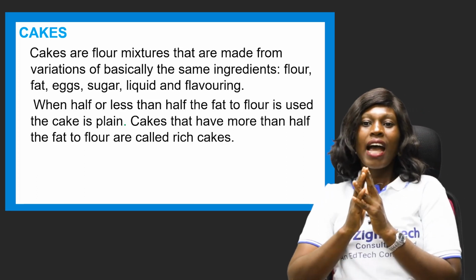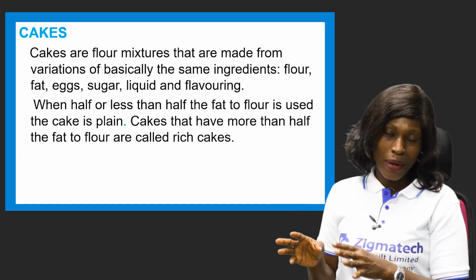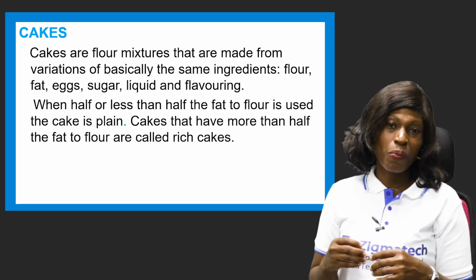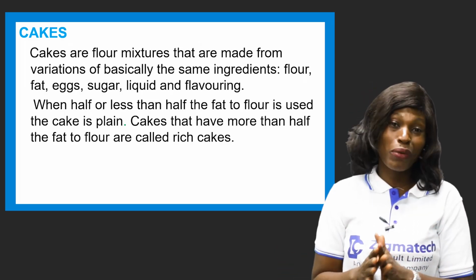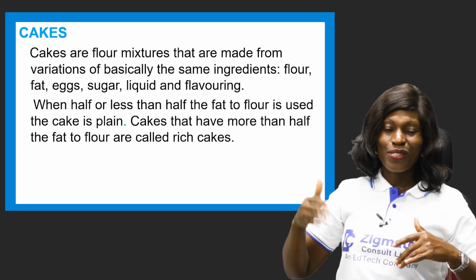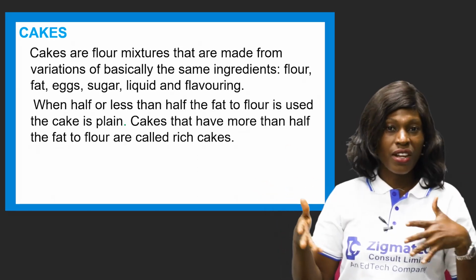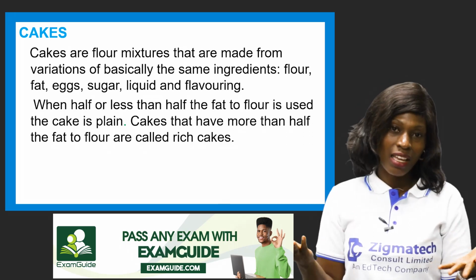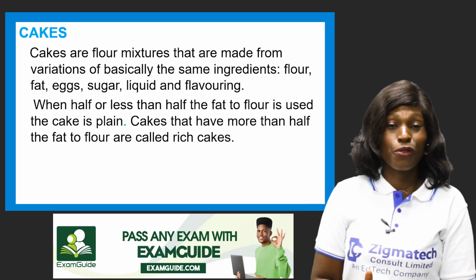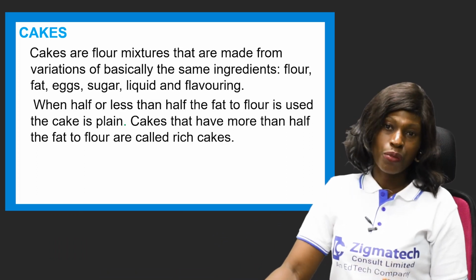Now, when half or less of this fat and flour is used, the cake is said to be plain. Everybody can do a plain cake. When it goes beyond that, where it's more than half the fat and flour, you refer to that as what? The rich cake. But when it is half or less of the fat and flour, then it is referred to as what? A plain cake. So cake is also a flour mixture.